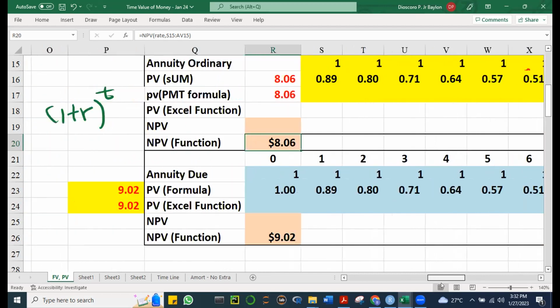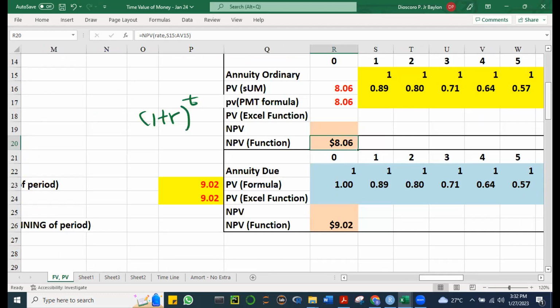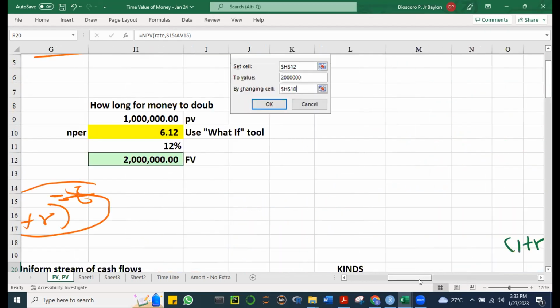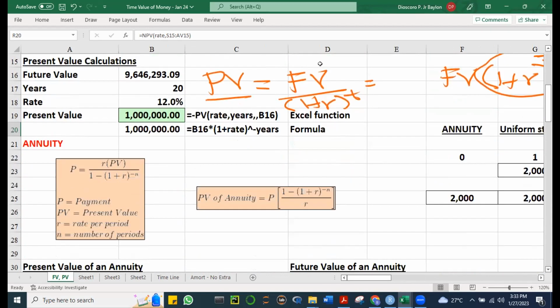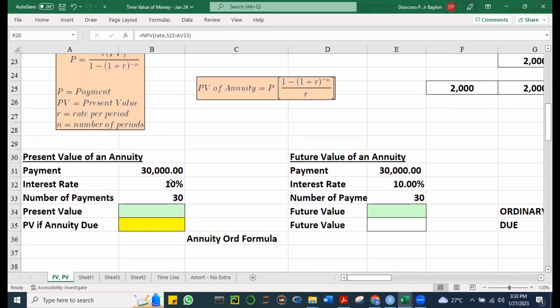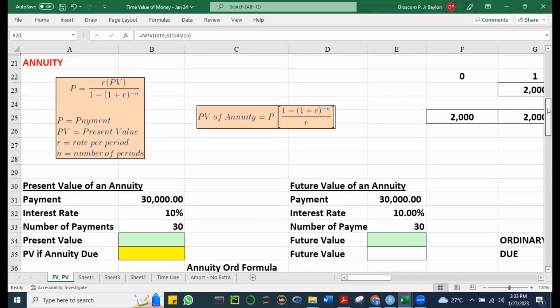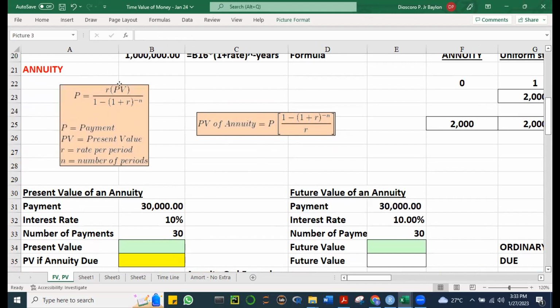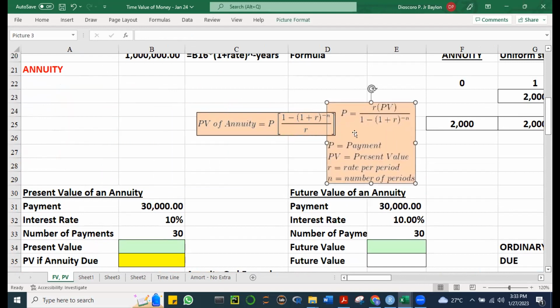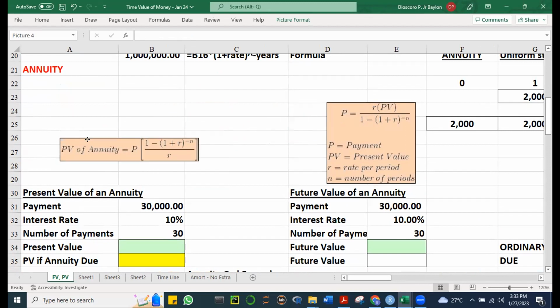Okay, any questions so far about this explanation about the annuity ordinary and annuity due, and how we can solve that in Excel? All right, so thank you. Okay, so let's use those things. Here we have the formula to get the annuity itself. And this is the formula to get the present value.